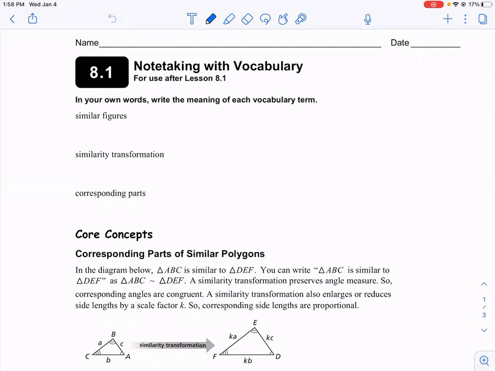Okay, so a similar figure. We talked about congruent triangles last chapter. Now we're going to talk about similar figures. So raise your hand if you can describe to me what a similar figure means. Figures that are similar.